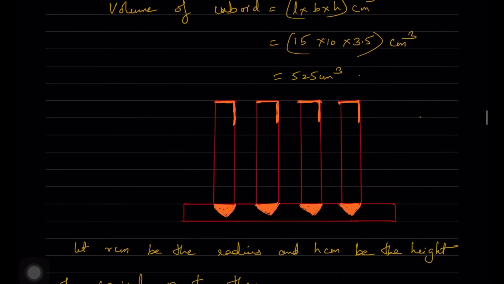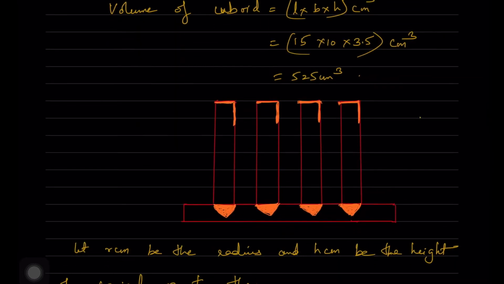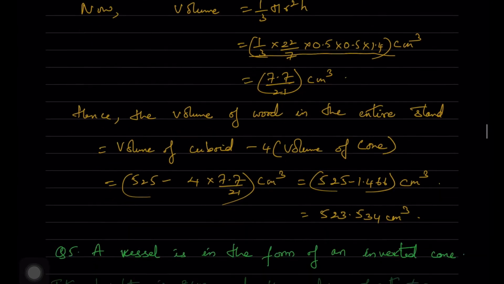Now from this picture you can see that down here this is the cuboid part, this rectangle part, and there are 4 cones, 1, 2, 3, 4. We have to find out the volume of the wood. When the pens are put inside, the depressions are occupied, but without the pens these are all holes, isn't it? So the volume of this wood will be nothing but the volume of this cuboid minus 4 into the volume of those 4 cones, isn't it?